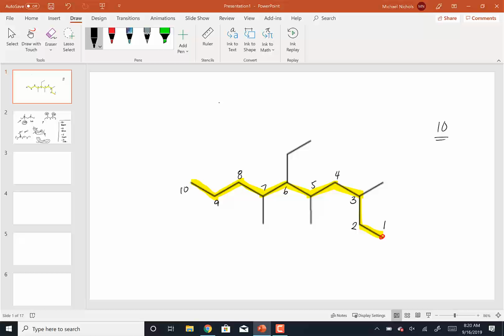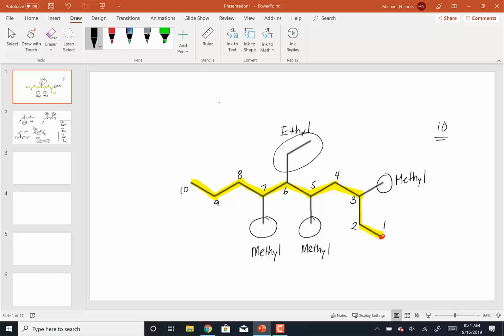Now, sometimes before I even start numbering, I'll name the substituents, because if I'm going to need a tiebreaker according to alphabetization, I need to already have named my substituents. So in this case, what is this group? That's an ethyl group. What is this group? That's a methyl. And what is this group? That's a methyl. And what's that group? Methyl.